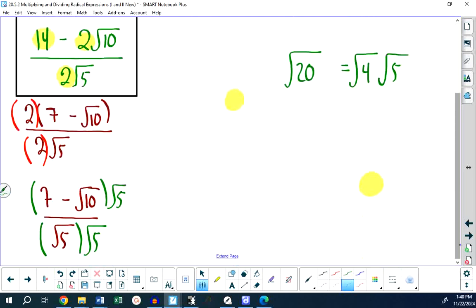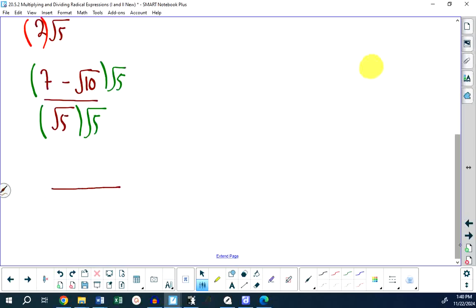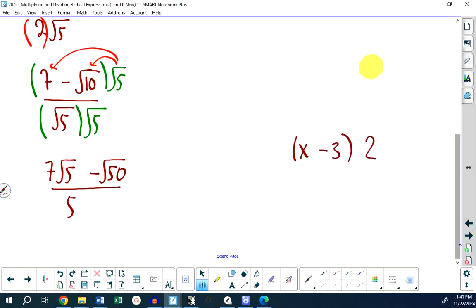So what do I get? Well, on the bottom I get 5, and on the top I get 7 root 5 minus root 50. I have to take this root 5 and multiply it by both of those because it's being multiplied by a binomial. It's no different than taking x minus 3 times 2, except we would probably see it as 2 times x minus 3.